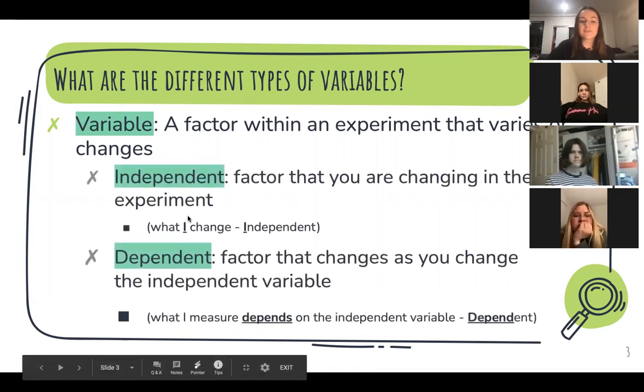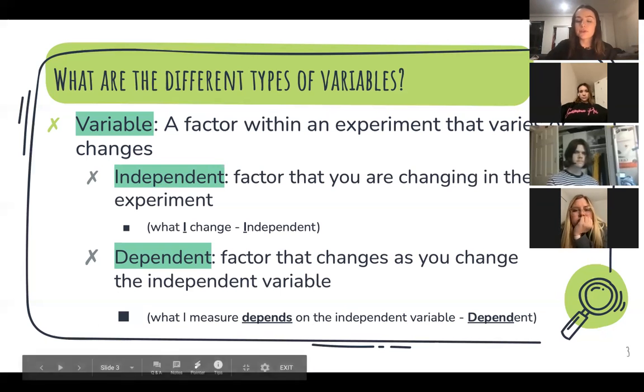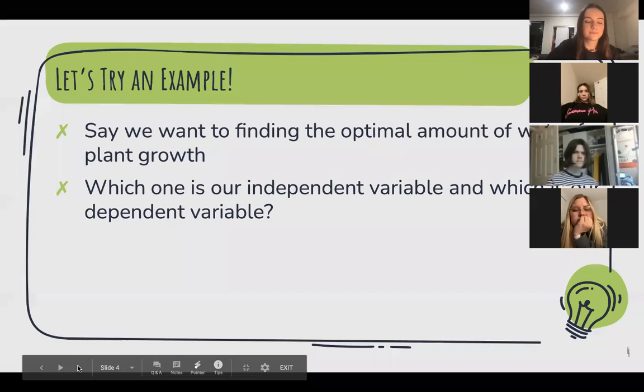So we see an independent factor is a factor that you are going to be changing in the experiment. So you get to decide what happens to it. And the way we can remember that is what I change. They both have I's. And as Marissa said, the dependent variable is the factor that changes as you change the independent variable. And a way we can remember that term is what I measure depends on the independent variable. And we can see they both have depend in it. But that's kind of hard to see just these terms. So we're going to try an example to make sure we really understand what they do.